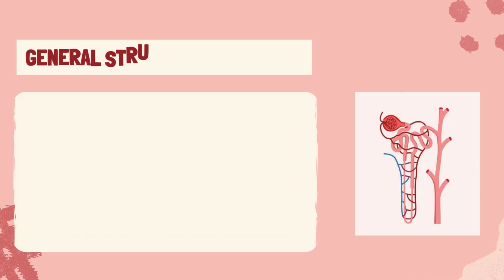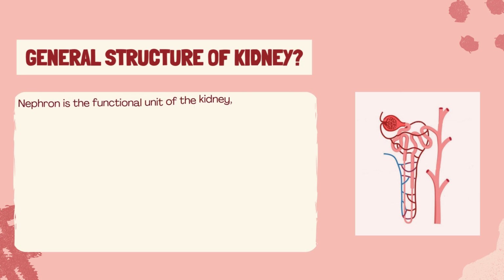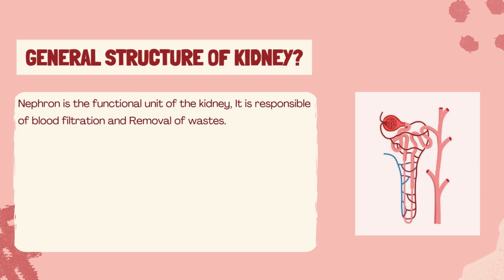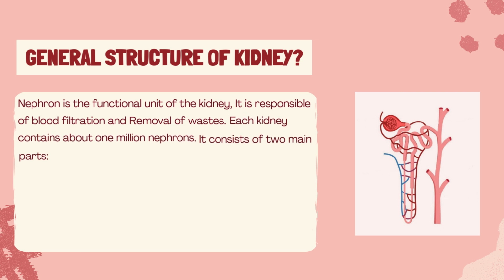Firstly, let's take a look at nephron structure. The nephron is the functional unit of the kidney. It is responsible for blood filtration and removal of wastes. Each kidney contains about 1 million nephrons. It consists of two main parts, the renal corpuscle and the renal tubule.